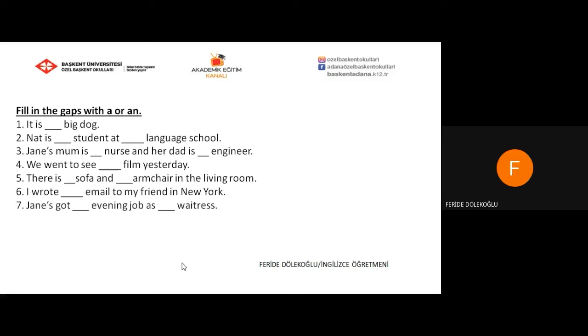Let's start. It's a big dog. Now remember the rule. Big starts with a consonant, so we use a. Ned is a student at a language school. Jane's mom is a nurse and her dad is an engineer. And here, this word starts with a vowel, so we use n before the word.